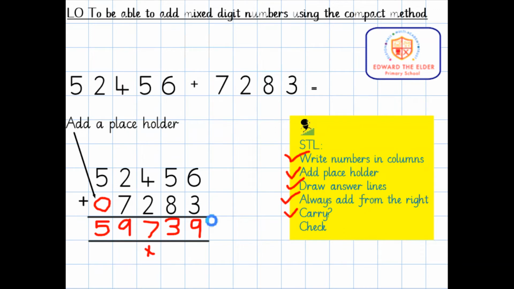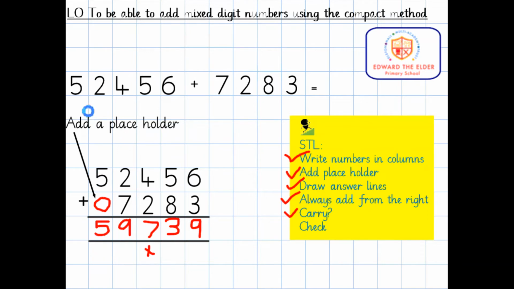6 and 3 is 9. 5 and 8 is 13. I place the 3 there, and I carried over the 1. 4 and 2 is 6. Add the 1, makes 7. 2 and 7 is 9, and then 5 add 0 is 5.